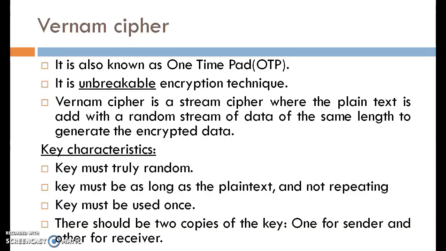The key must be as long as the plain text and not repeating, meaning the size of the key and the plain text are the same. If the plain text is long, then we keep the key as long as the plain text. The key must be used once, meaning the key must not be repeated again. We can use the key only once, and for a second transmission we use a different random key. There should be two copies of the key, one for the sender and the other for the receiver.